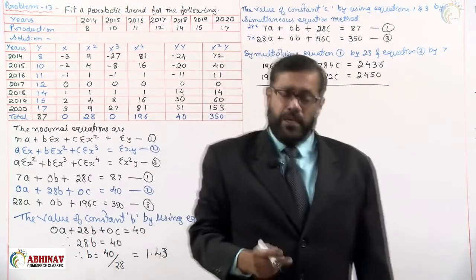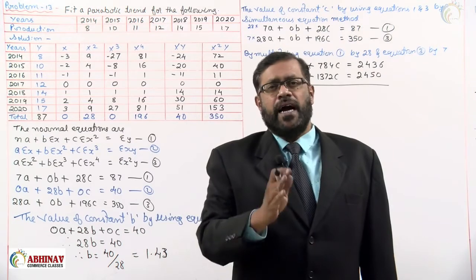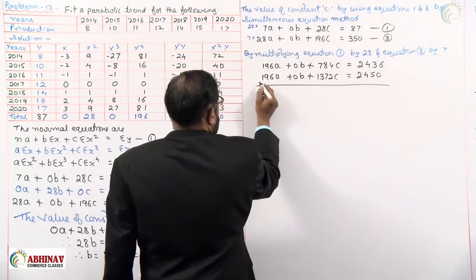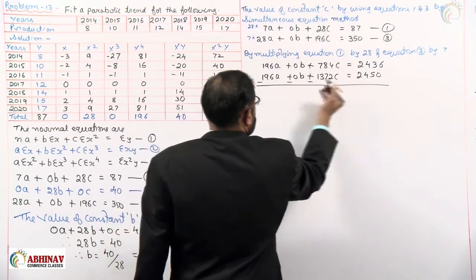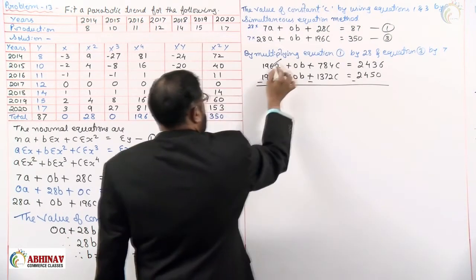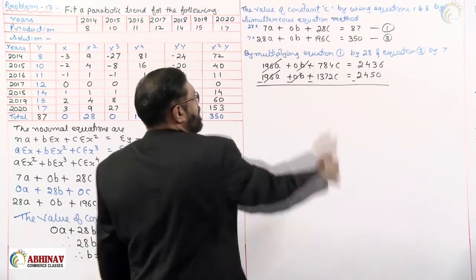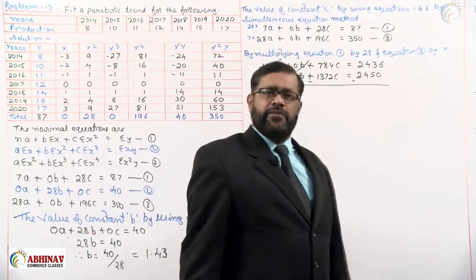Changing the signs means what? Plus becomes minus and minus becomes plus. Here it's 196a plus minus minus minus minus. 196a plus and minus cancelled. B will be cancelled. This is what remains, C. When you solve this, we get the C value.